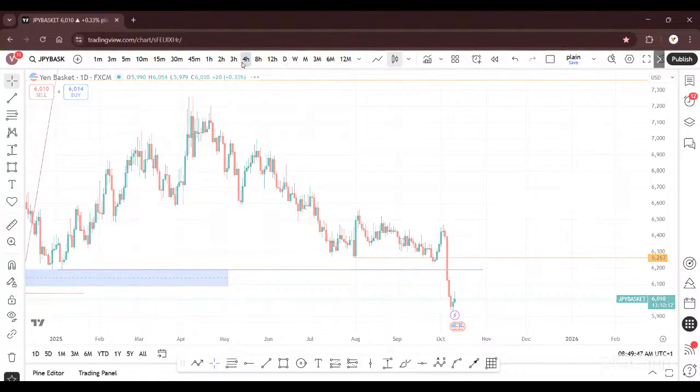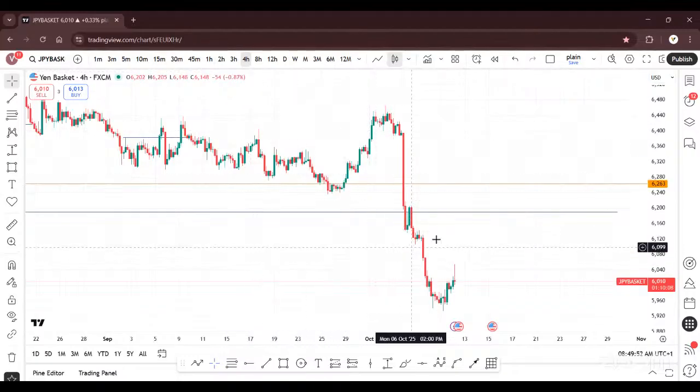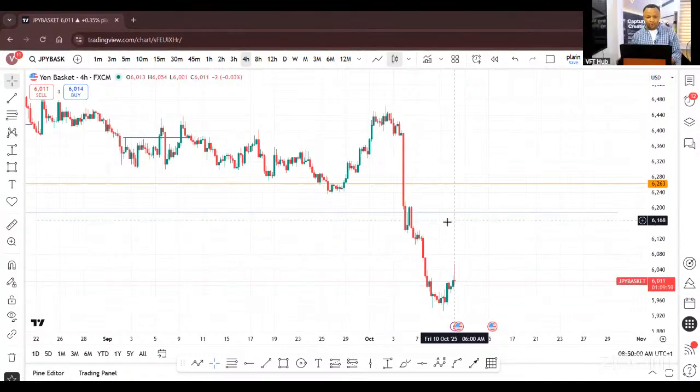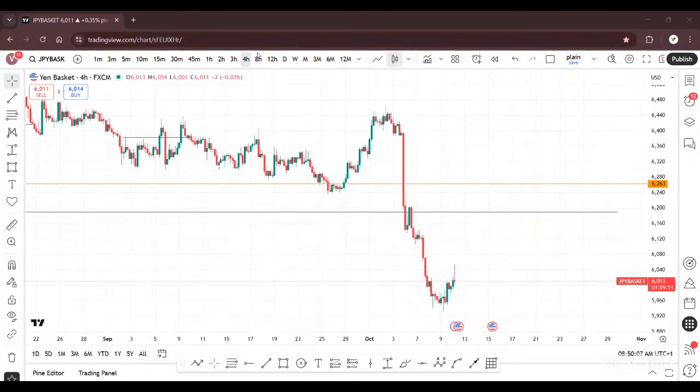On the 4-hour time frame of the yen basket, we want to see it retrace to this level right here, somewhere around here, and then we would sell it off to the downside. So once we see that sell to that level, we would be riding it all the way to this downside. Okay.